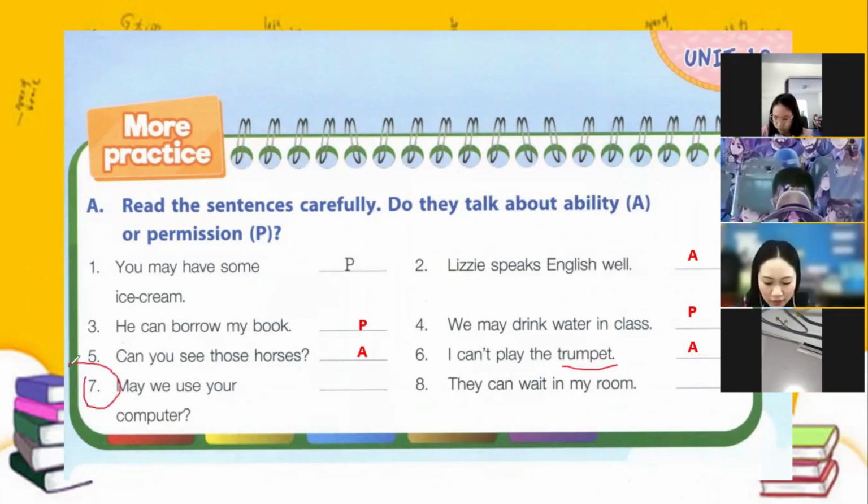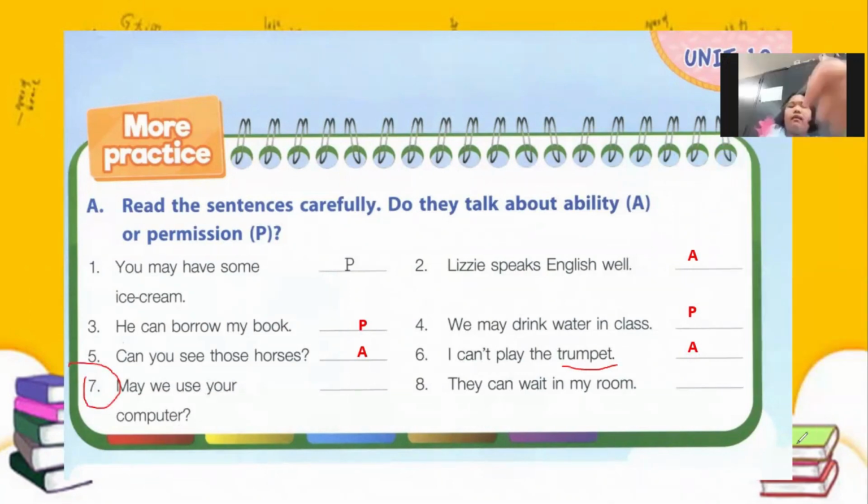Now, number 7, May we use your computer? Let me ask Lemon. What do you think? It's ability or permission? May we use your computer?